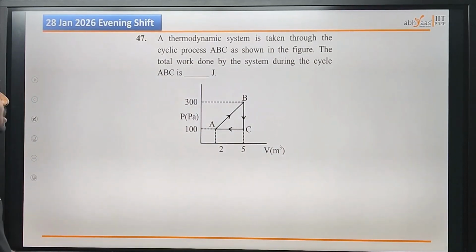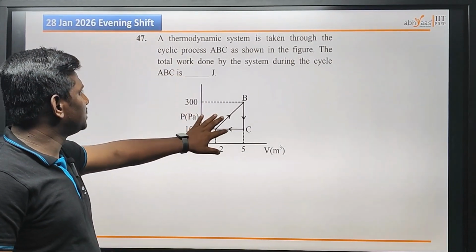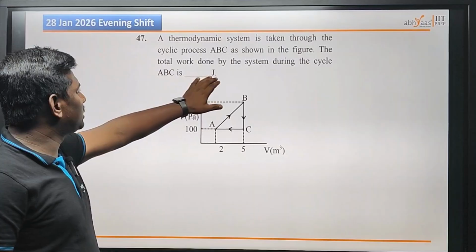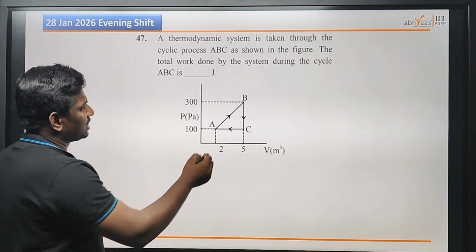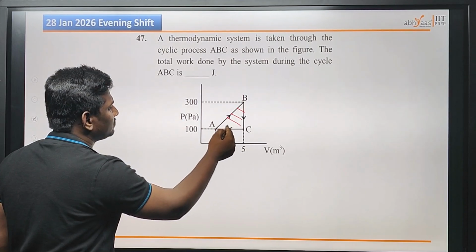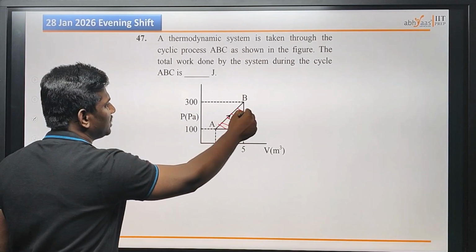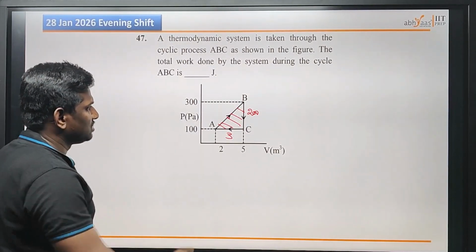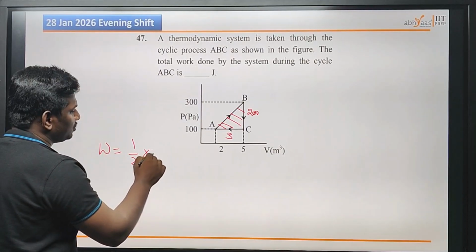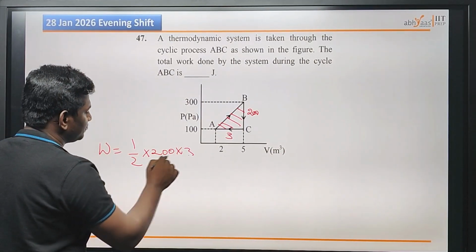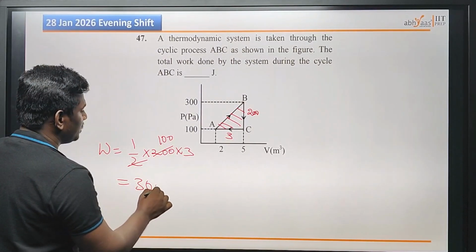Next question. The thermodynamic system is taken through the cyclic process ABC as shown in the figure. The total work done by the system. Simple. Work done is nothing but the area under the curve. What is the base here? 3. What is the height? 200. Work done equal to half into 200 into 3, that is nothing but 300 joules.